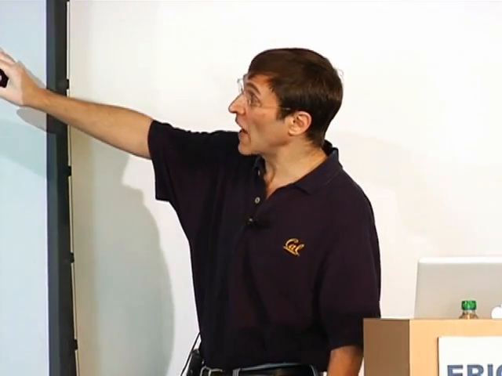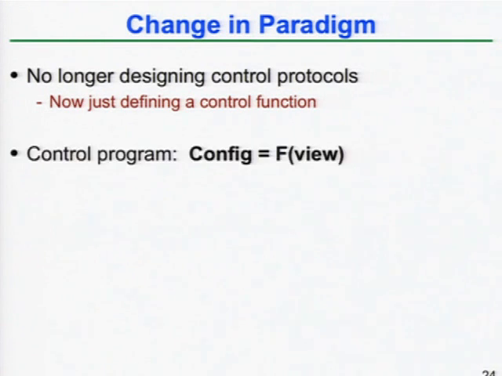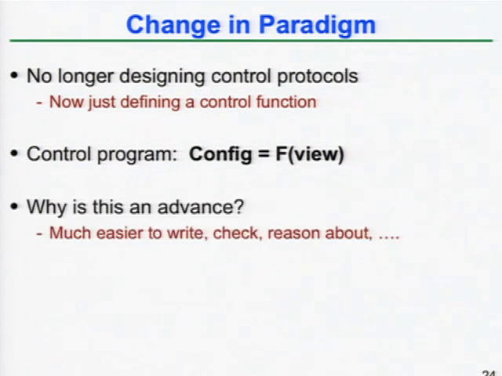So this is a huge change in the paradigm, because we're not designing control protocols. We're designing a control function. What I mean by that is the configuration you want is some function of the view. You're not figuring out how to get the view. You're just saying, whatever the view is, here's what the answer is. It's just a function.